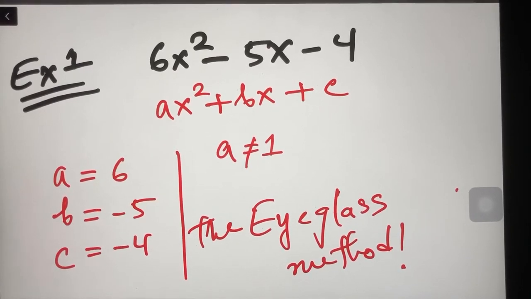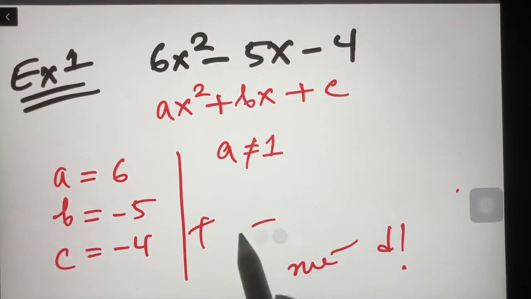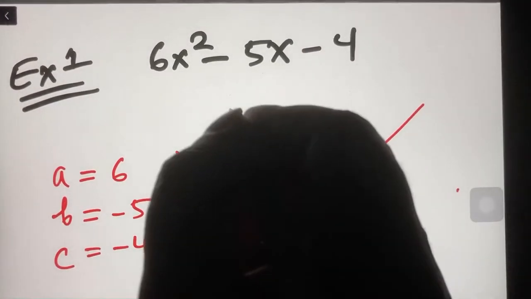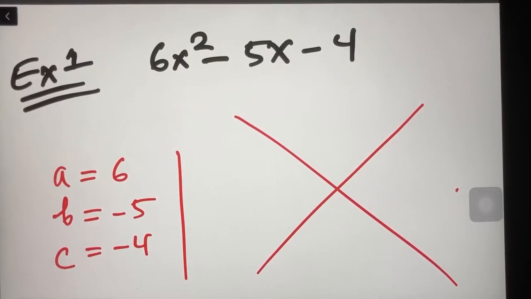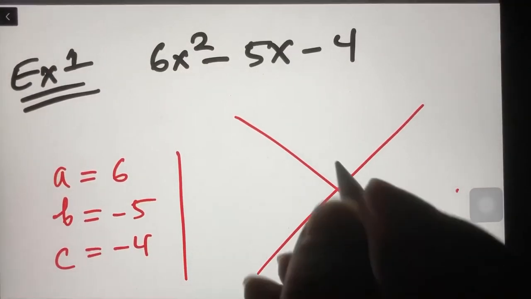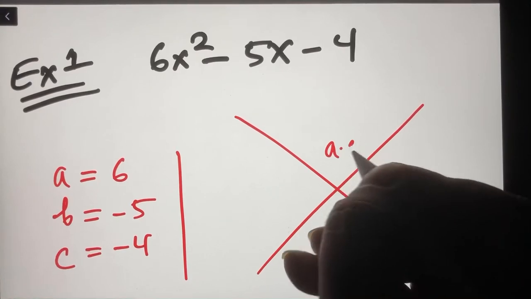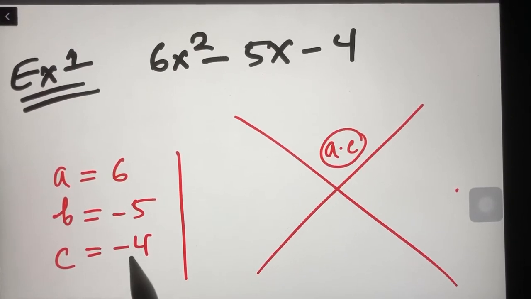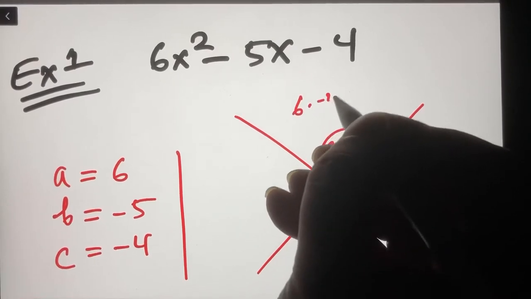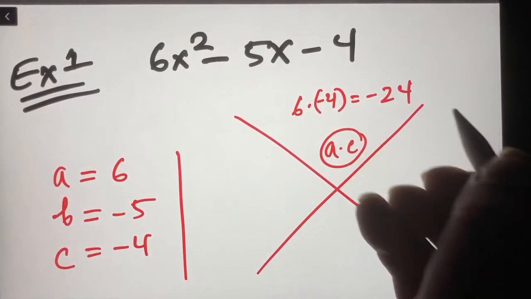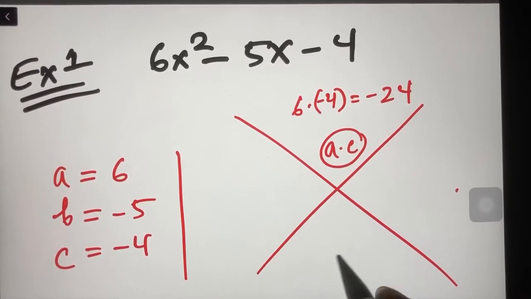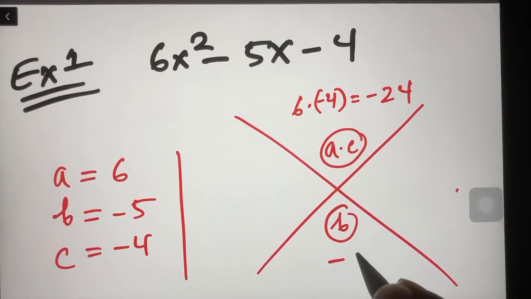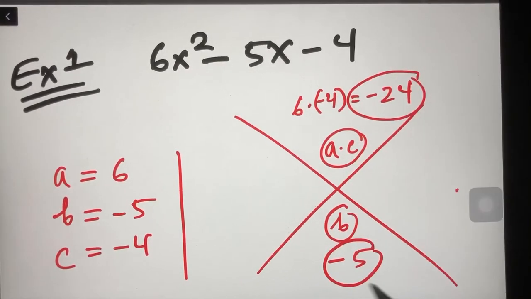All right, so now what's next? The next thing that you want to do, you want to draw an X, okay? So let's draw X. Now in the eyeglass method, a times c will always be on top, okay? So a times c is 6 times negative 4, which is going to be equal to negative 24, okay? And the b value will be here. So b will be equal to negative 5, okay? So negative 24, negative 5.